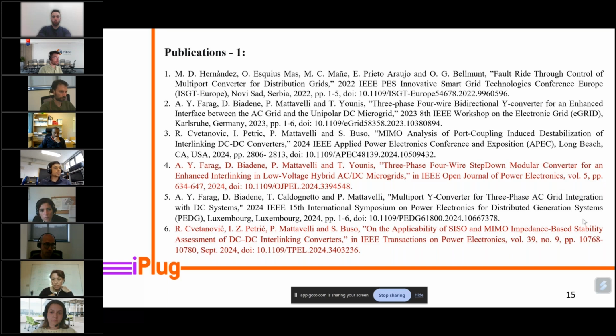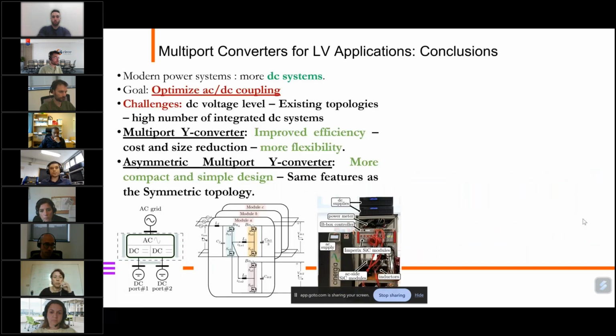And as a conclusion, as our modern power systems experience more of these DC systems, we are optimizing the coupling between these DC systems and the existing AC grid. The main challenges are the standardization of the voltage level, the existing multiport converter topologies, and the higher number of integrated systems. That's why we propose the multiport converter and the asymmetric multiport converter.